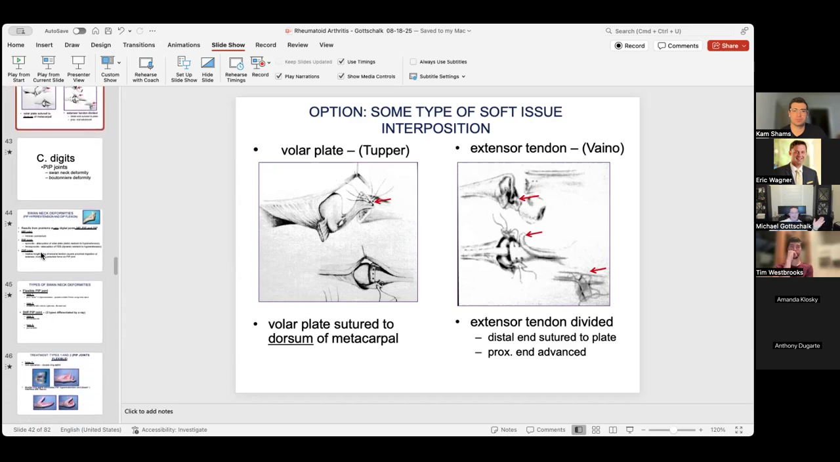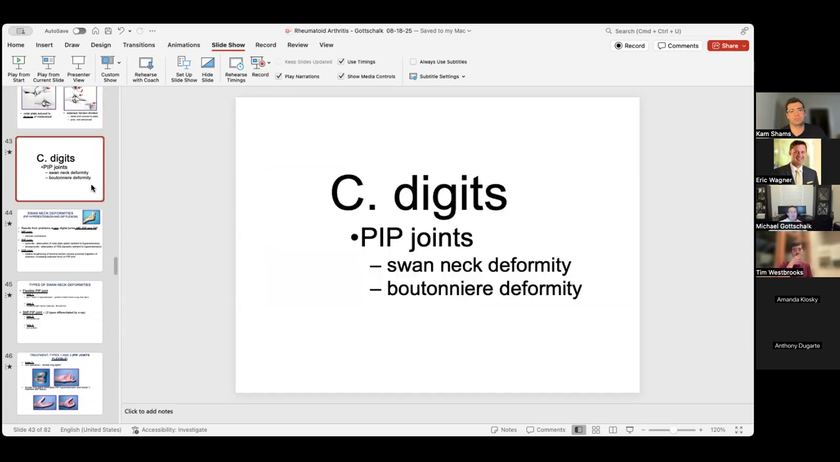So more often than not, most of the arthroplasties you'll see on our services will either be at the wrist or at the MP joint, which is probably the most common area where you'll see us do small joint arthroplasties. With that said, you will see deformities at the PIP joint exceedingly commonly.